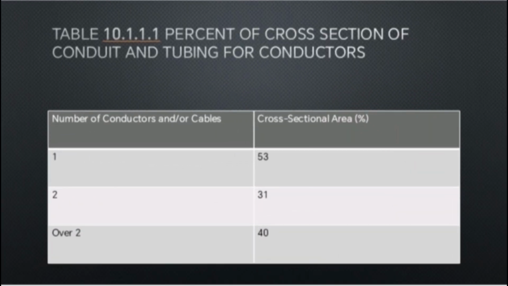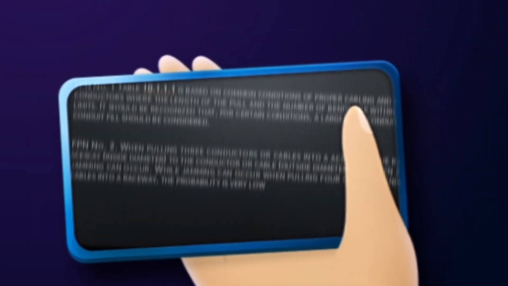Slide 2. Conduit fill percentage. This table provides rules for how much space inside a conduit, the pipe that holds wire, can be filled with conductors. A keynote, FP-in1, explained that these rules assume a standard wire pull. For difficult pulls with many bends, you might need to use a larger conduit or fill it less.